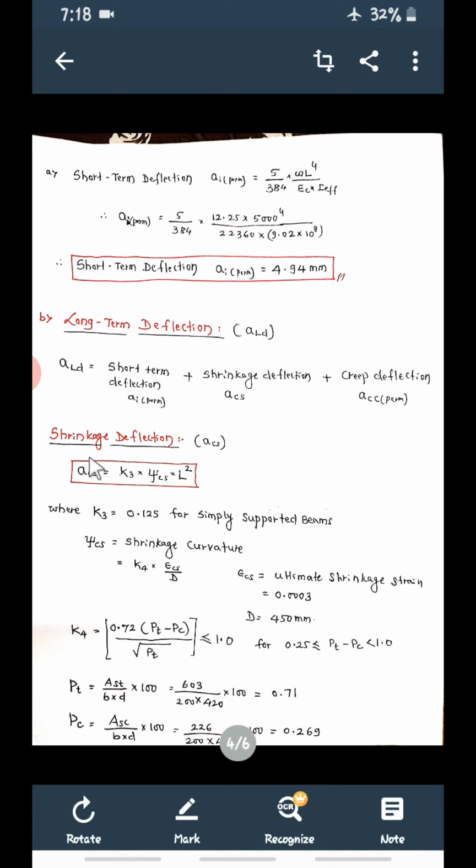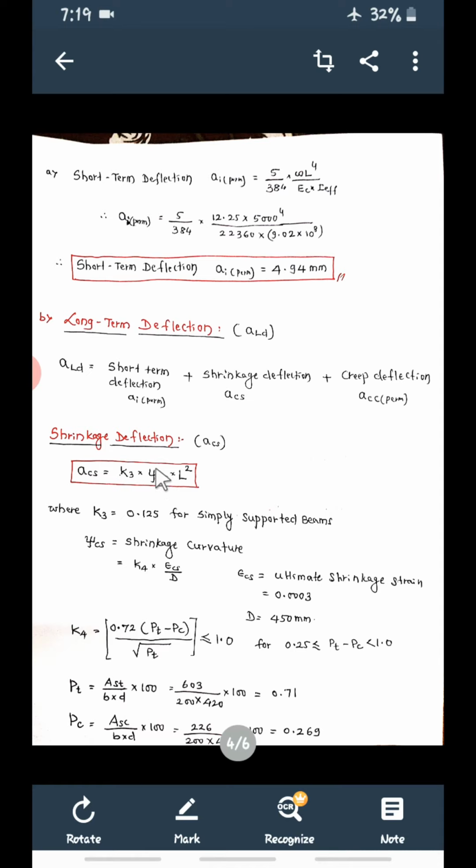First, calculate the shrinkage deflection, that is ACS. S indicates shrinkage. Again from the code book, this is the formula: shrinkage deflection is equal to K3 into φCS into L square. So what is this K3? K3 is a constant, which is considered as 0.125 for a simply supported beam. If it is a simply supported beam, K3 will be taken as 0.125.